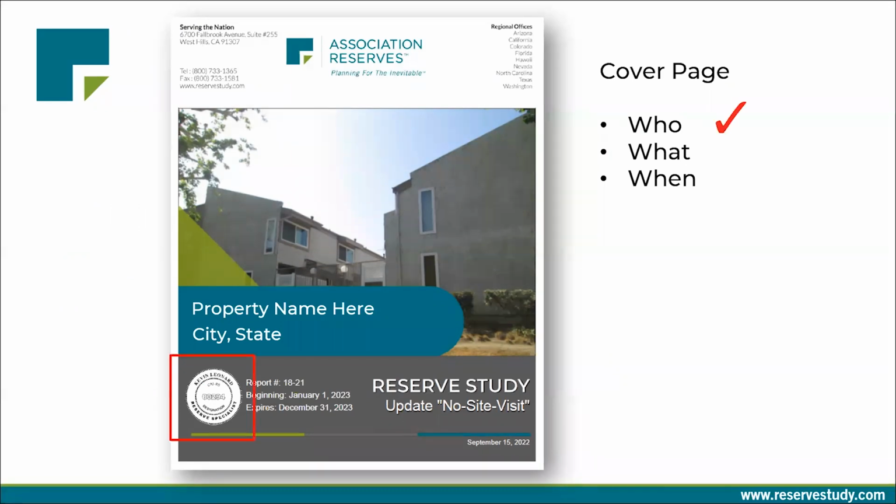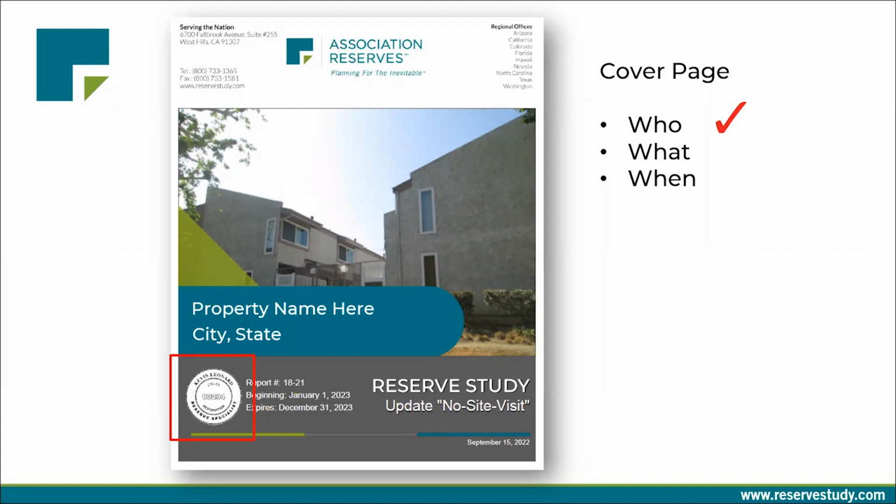And the first question is who? And look at the highlight here. It shows the credentials of the person who prepared it. What you want to look for is someone who has an RS or PRA behind their name. There'll be usually a RS or PRA and their credential number. That's the credential of a reserve study professional.